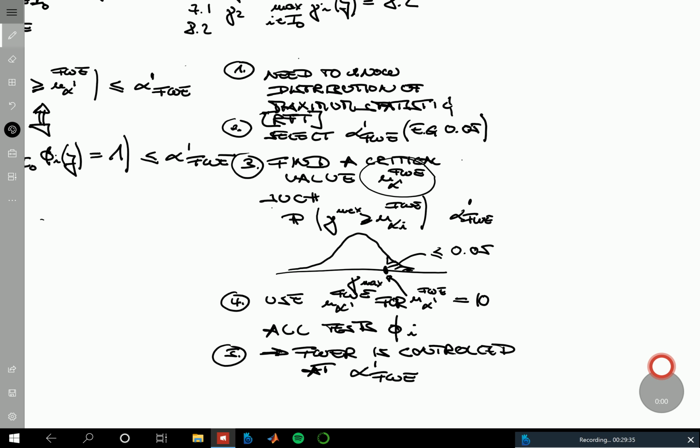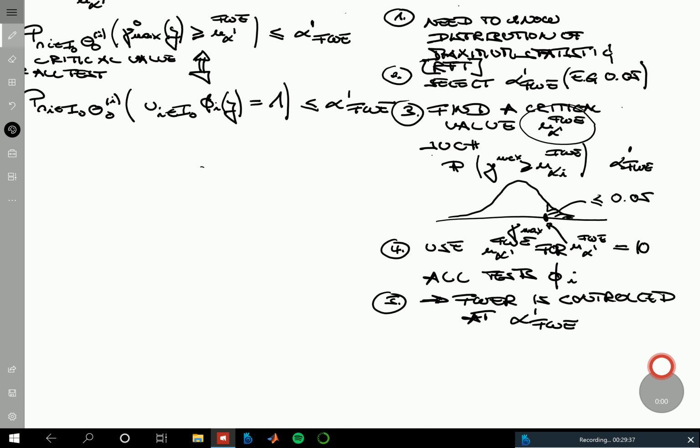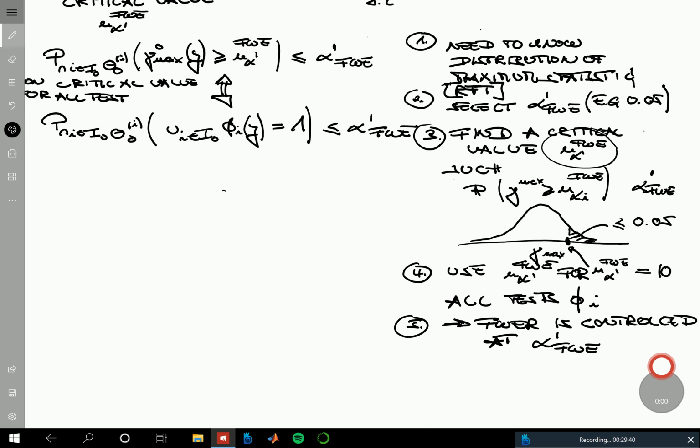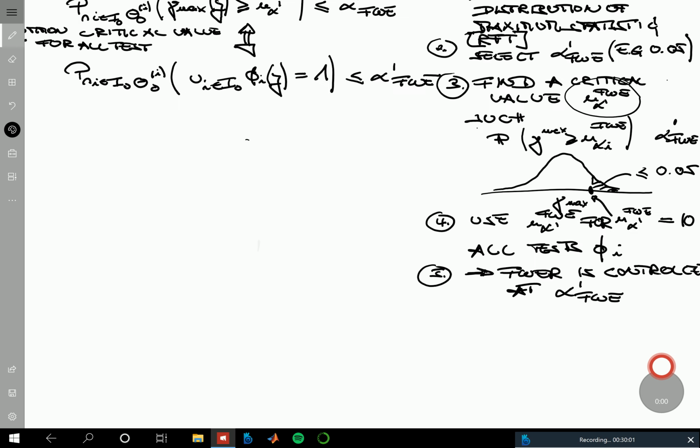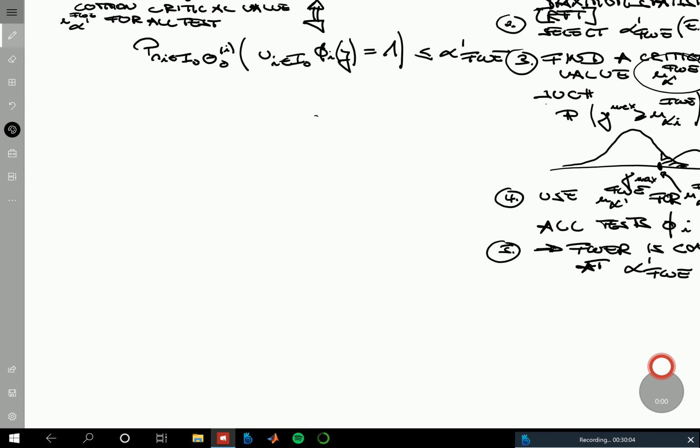No, good. So the question is, why does this control the family-wise error rate? Because that's not immediately clear. I'm just telling you that you should look at the maximum statistic. You should find a critical value so that the maximum statistic's probability to take on a value larger than this critical value is smaller than the significance level, and then magically the family-wise error rate is controlled. It's not magic, so this is what I will show now, that this procedure actually controls the family-wise error rate.